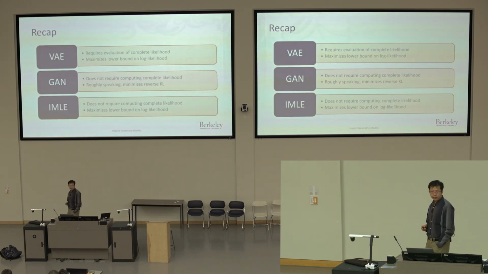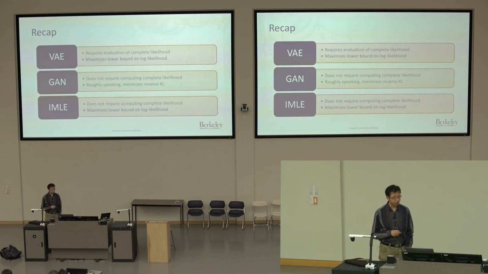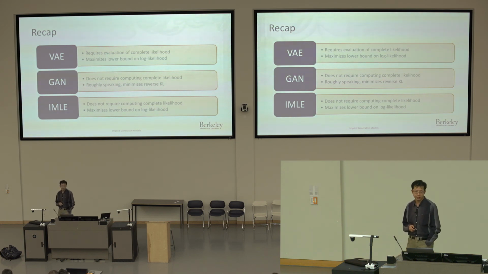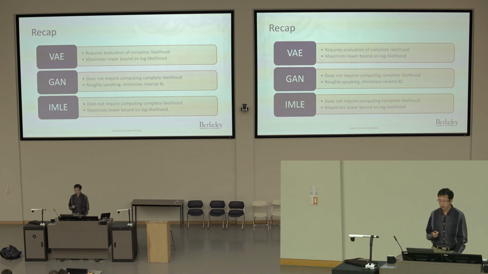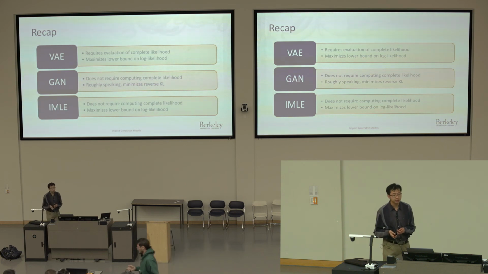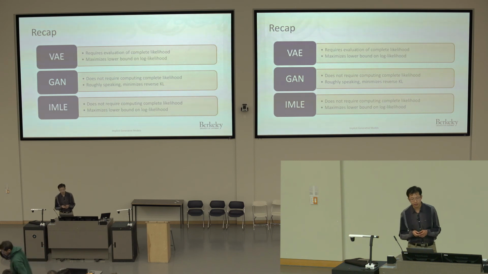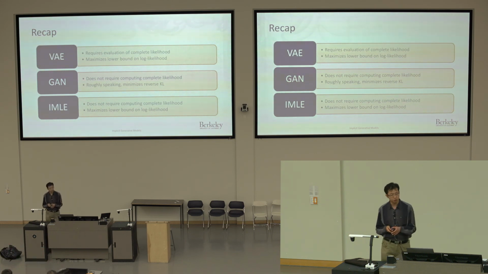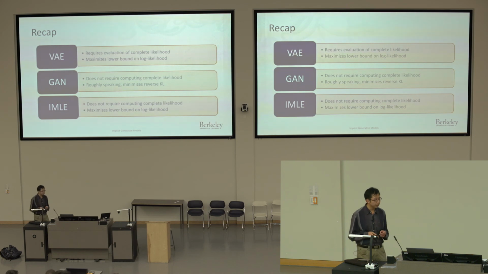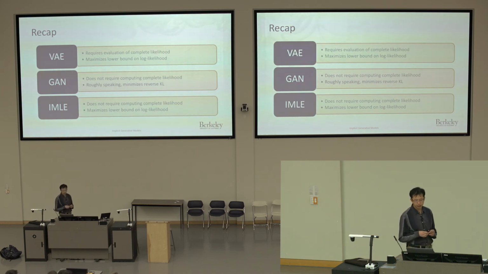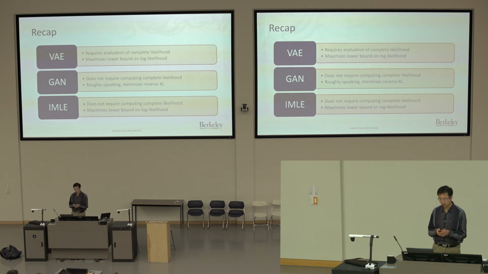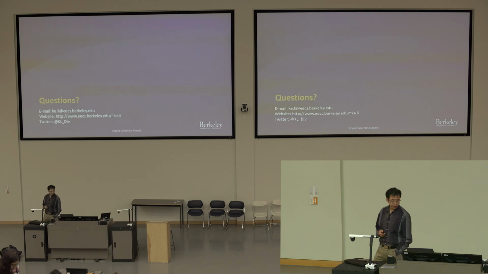Okay, and finally, just to recap, we talked about three different methods: VAEs, GANs, and IMLE. VAEs require evaluation of the complete likelihood, so it maximizes the lower bound of the log likelihood. GANs, on the other hand, do not require computing the complete likelihood, and roughly speaking, they minimize the reverse KL. And finally, IMLE doesn't require computing the complete likelihood and maximizes the lower bound on the likelihood. And so that's it. That's the end of the lecture, and I'd be happy to take your questions.